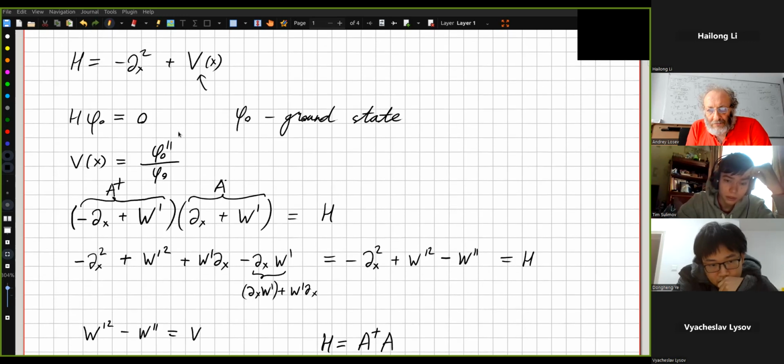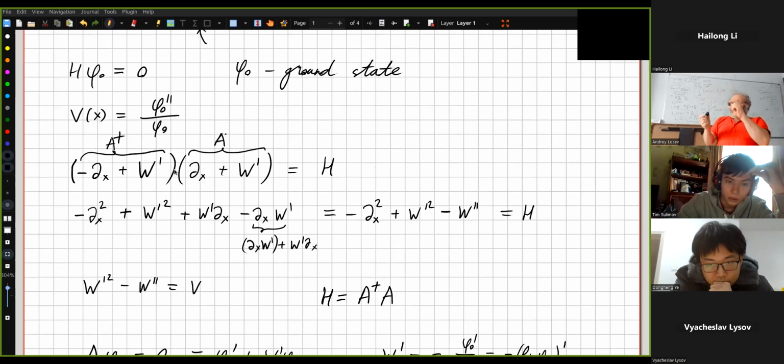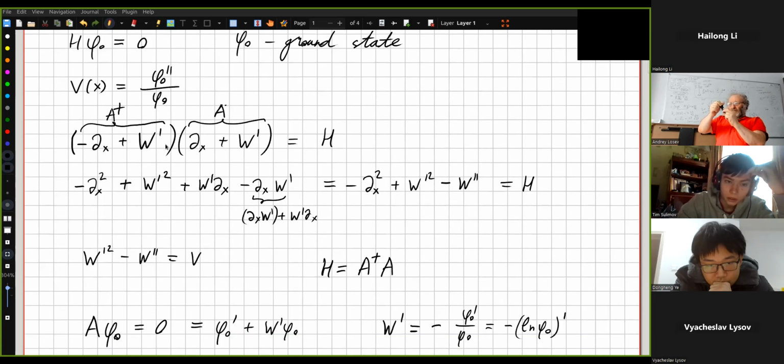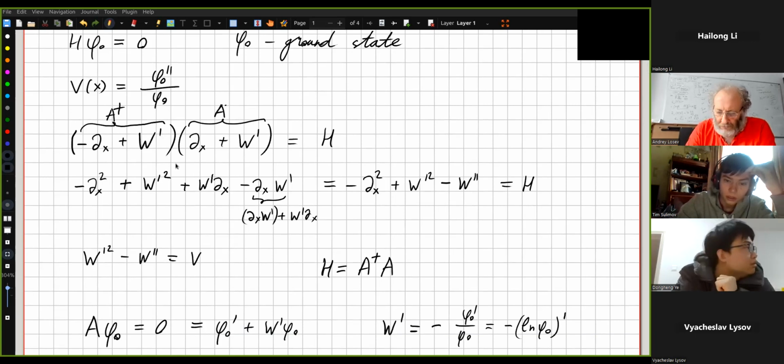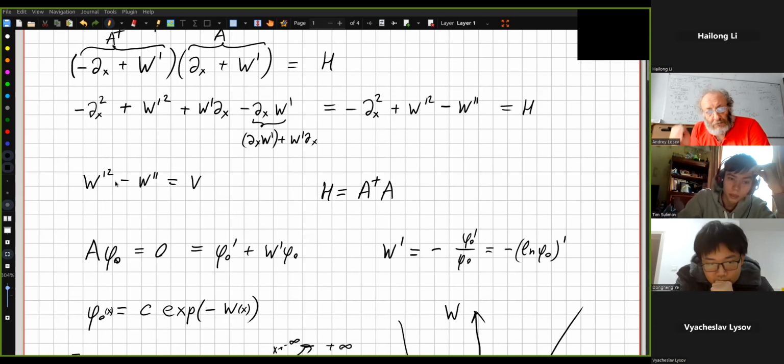And then a wonderful idea comes to mind. How about we try to factorize the Hamiltonian into a product A dagger A? Some operators which are almost like creation and annihilation operators, but they don't work in the same way here yet. They work this way when the potential is x squared, but we'll see what their meaning is in general. So once we decompose it, we see that this new function we introduce, W prime, is related to the original potential by this relation: W prime squared minus W double prime equals V.